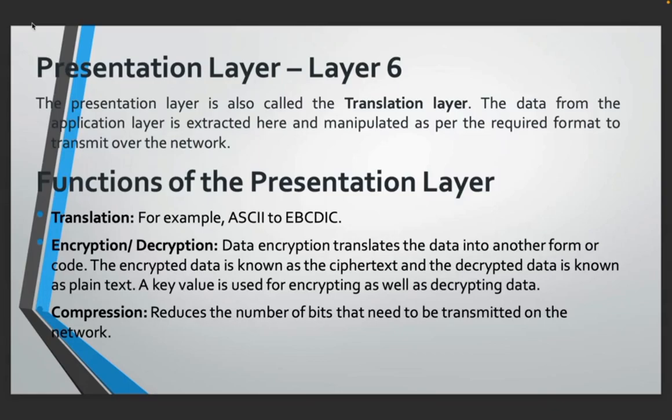EBCDIC. Encryption or decryption: data encryption translates the data into another form or code. The encrypted data is known as the ciphertext, and the decrypted data is known as plaintext. A key value is used for encrypting as well as decrypting data. Compression reduces the number of bits that need to be transmitted on the network.